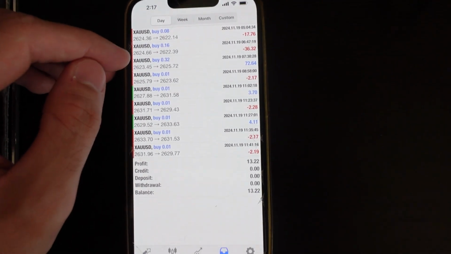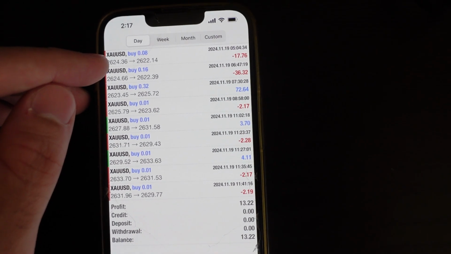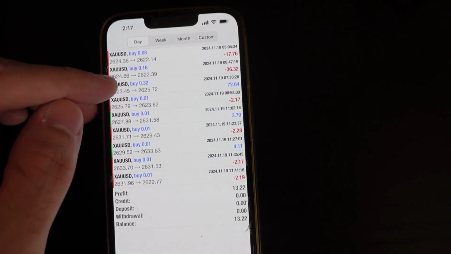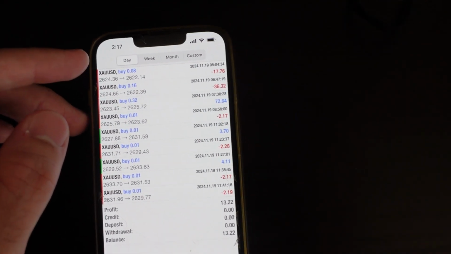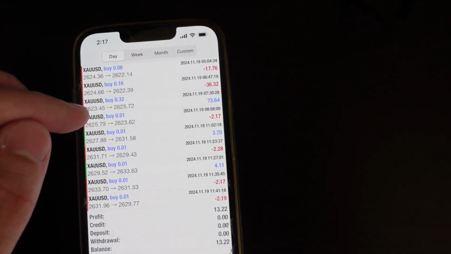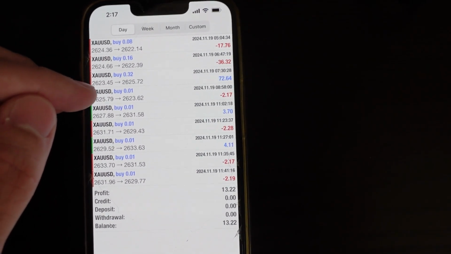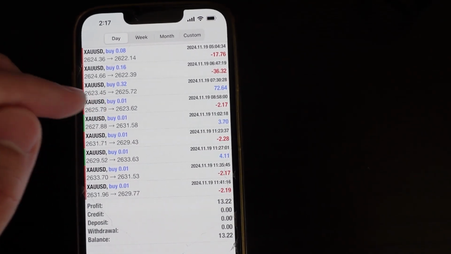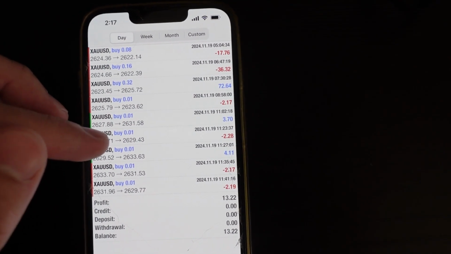So the lot size really drastically increased here, 0.08, 0.16 to 0.32, basically full margining the account. The account was down 50%, and it hit this banger on gold, started killing it on gold, and then goes back to its default lot size, making small gains again.